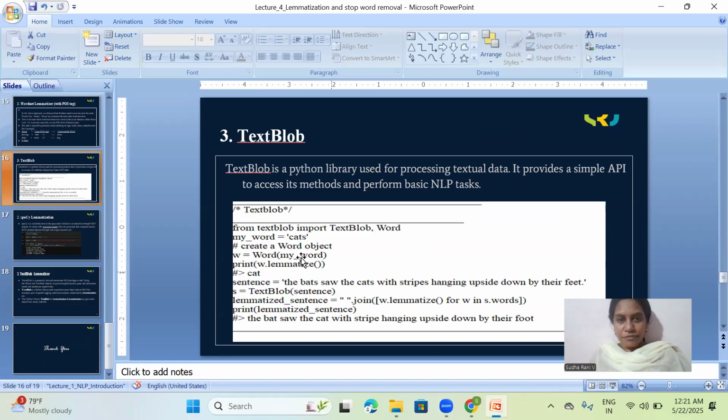From TextBlob, import Word. Here the word we are taking is "cats". Create a word object: w = Word(my_word).